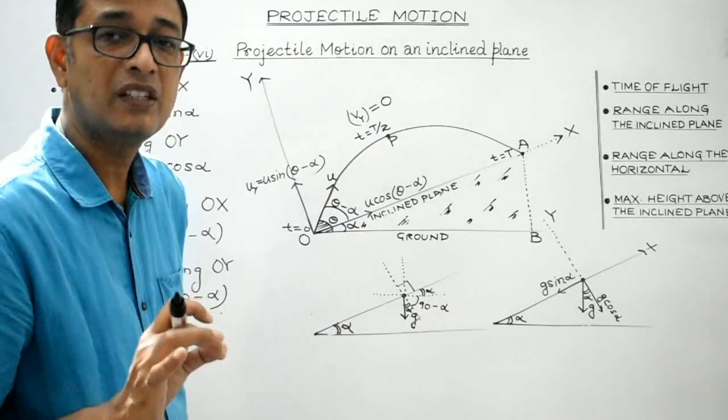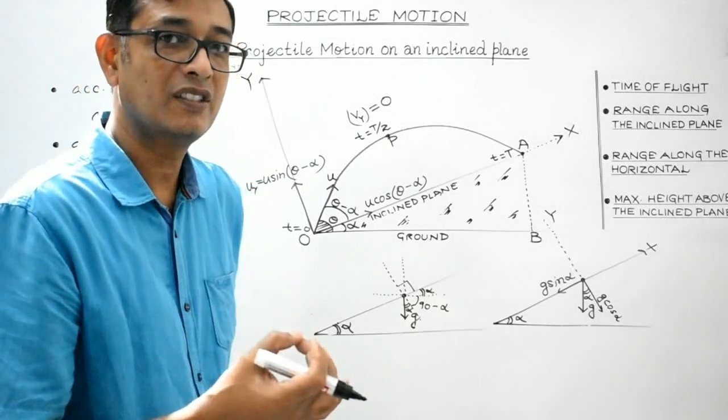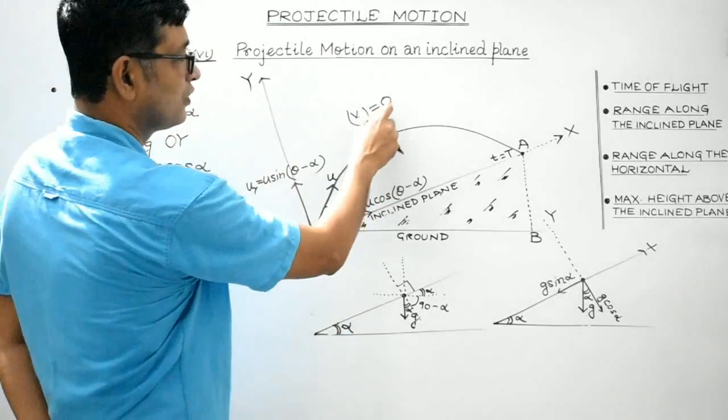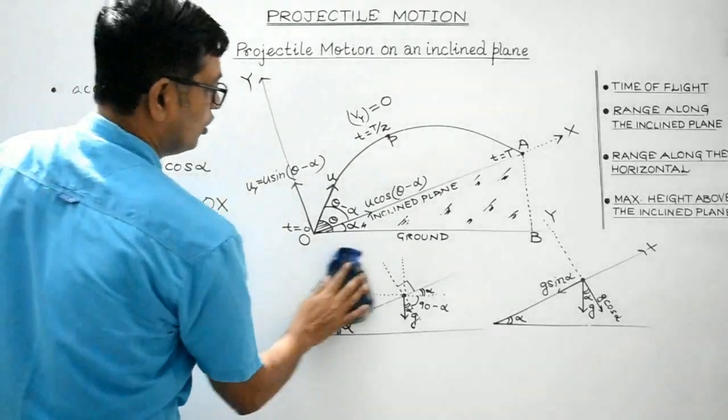So again, I must repeat, the vertical component of velocity at the highest point, that is along the y-axis, is always 0. So we'll make use of this fact and we'll be easily able to get the expression for the time of flight. So let's solve it.